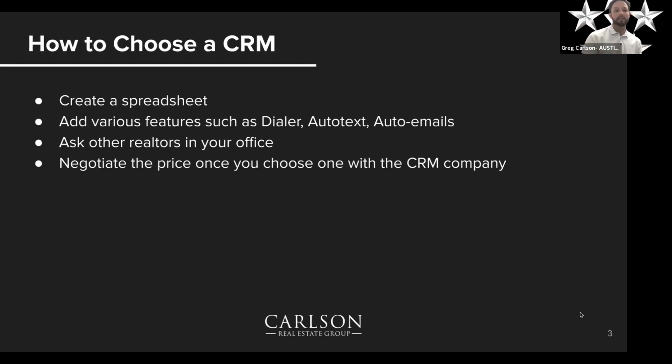How to choose a CRM. Again, sticking to the fundamentals. You can create a spreadsheet to start, right? You're gonna actually wanna do that to prepare yourself for a mass import to your automated CRM. You're gonna also look to see if you can add various features such as a dialer, right? Some CRMs have one included, which really helps with efficiency. Automatic text messaging, if we're gonna use that, then that's probably gonna cause an additional fee. Automatic emails, most CRMs have automatic emails. If it doesn't, that's one essential that I would highly recommend getting with your CRM. Asking other realtors in your office which ones they use.